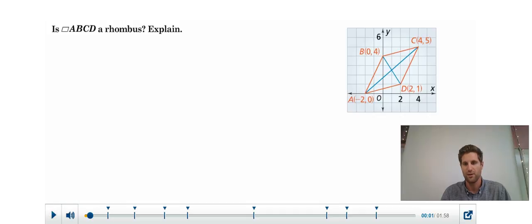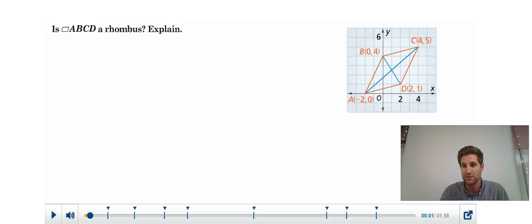Is this a rhombus? So we're taking a look at this picture. There's a lot of things I could do to figure this out. One, I could measure all the sides, just like we did in that last one. And if all the sides are congruent, we could probably say it could be a rhombus or a square. Two, we could go ahead and see if AD and CD, what their slopes are. If they make a 90, we know it could be a square.